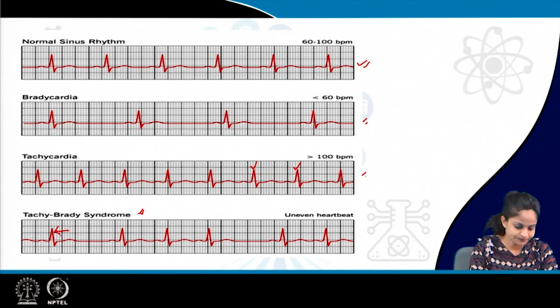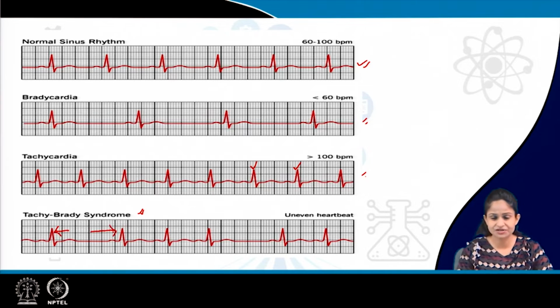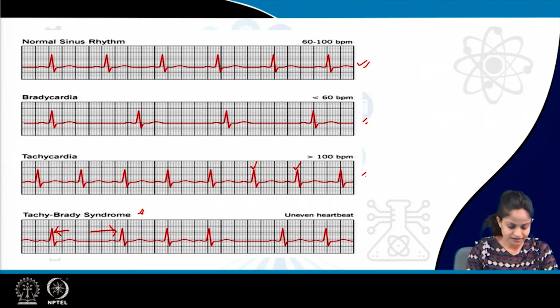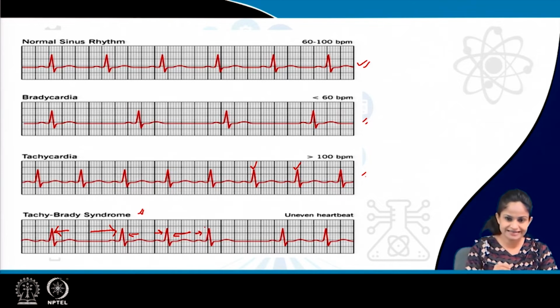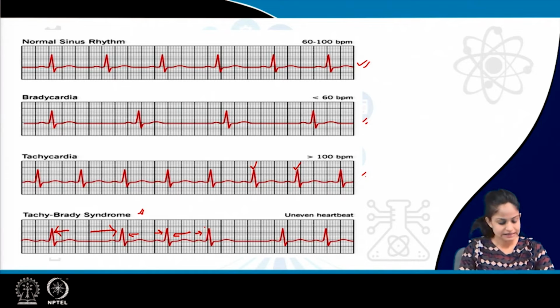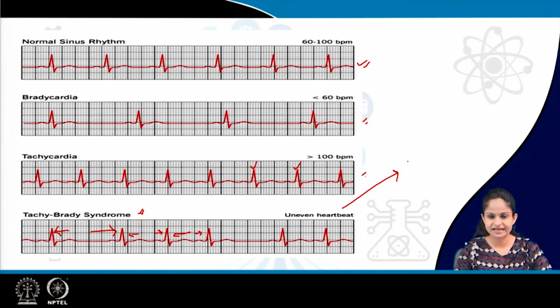Here we can see the RR interval is prolonged or lengthened, which means bradycardia is going on, but suddenly we see shortening of the RR interval. Shortening of the RR interval means the heart rate is increased. So, in the same ECG we are getting bradycardia as well as tachycardia. This is known as tachy-brady syndrome or sick sinus syndrome.